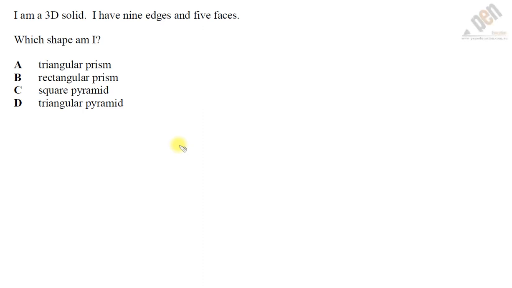I am a 3D solid. I have 9 edges and 5 faces. What shape am I? Am I a triangular prism, a rectangular prism, a square pyramid, or a triangular pyramid?